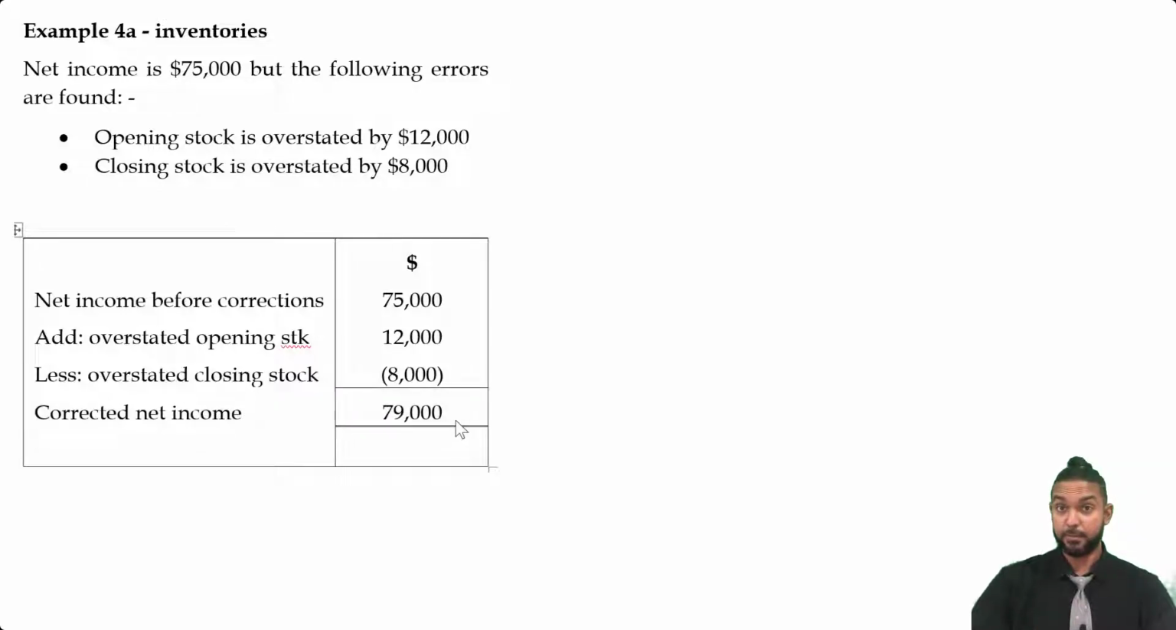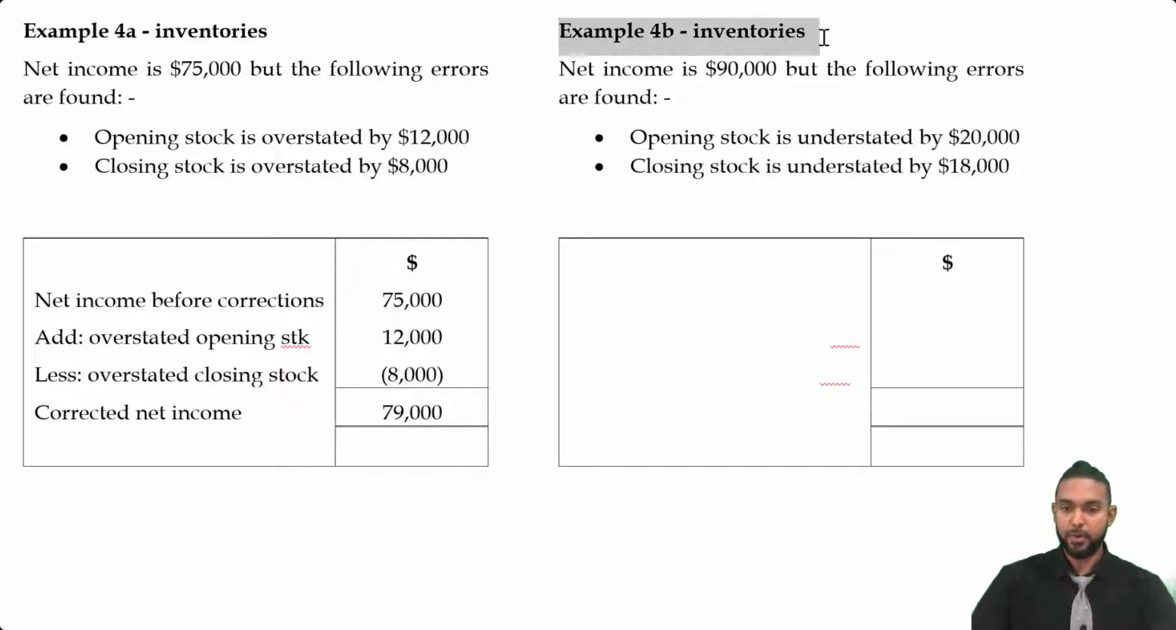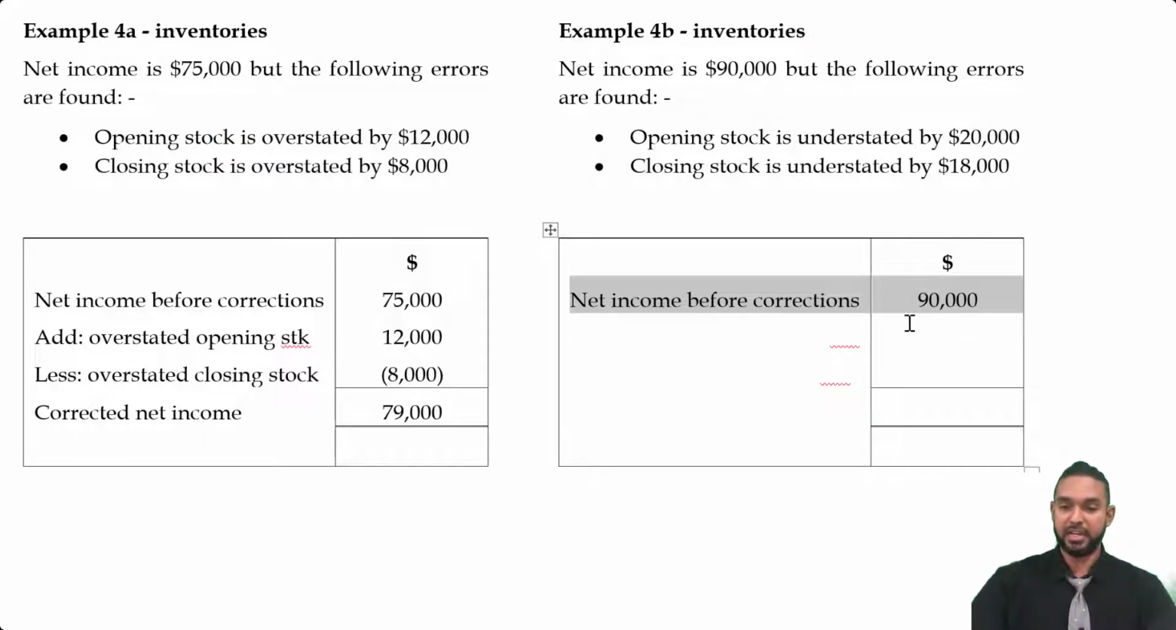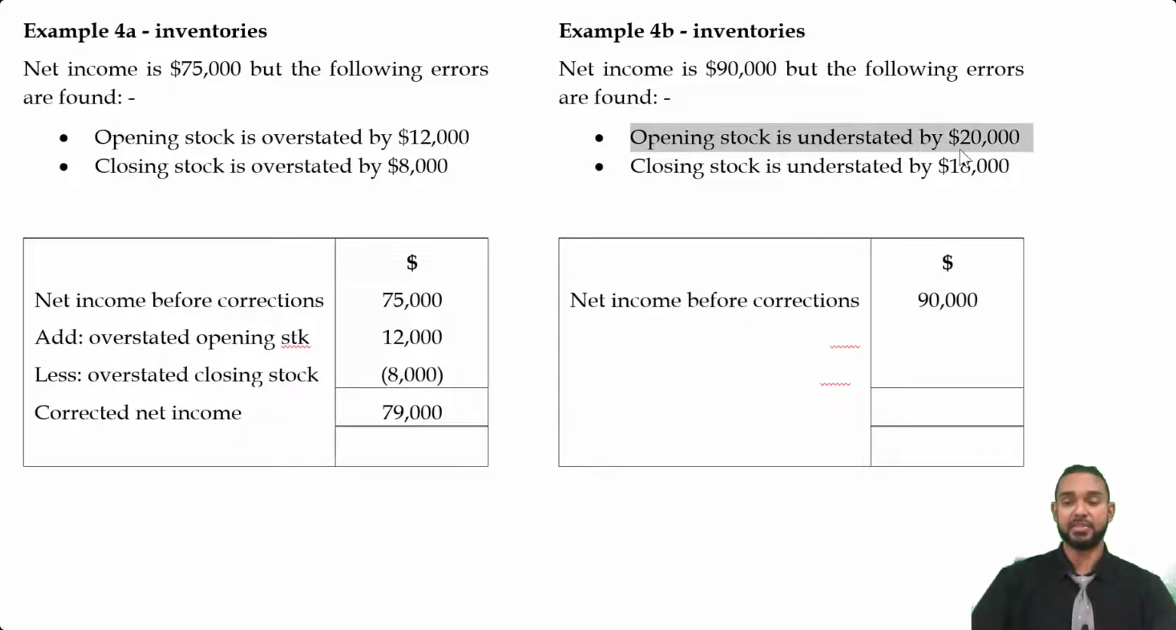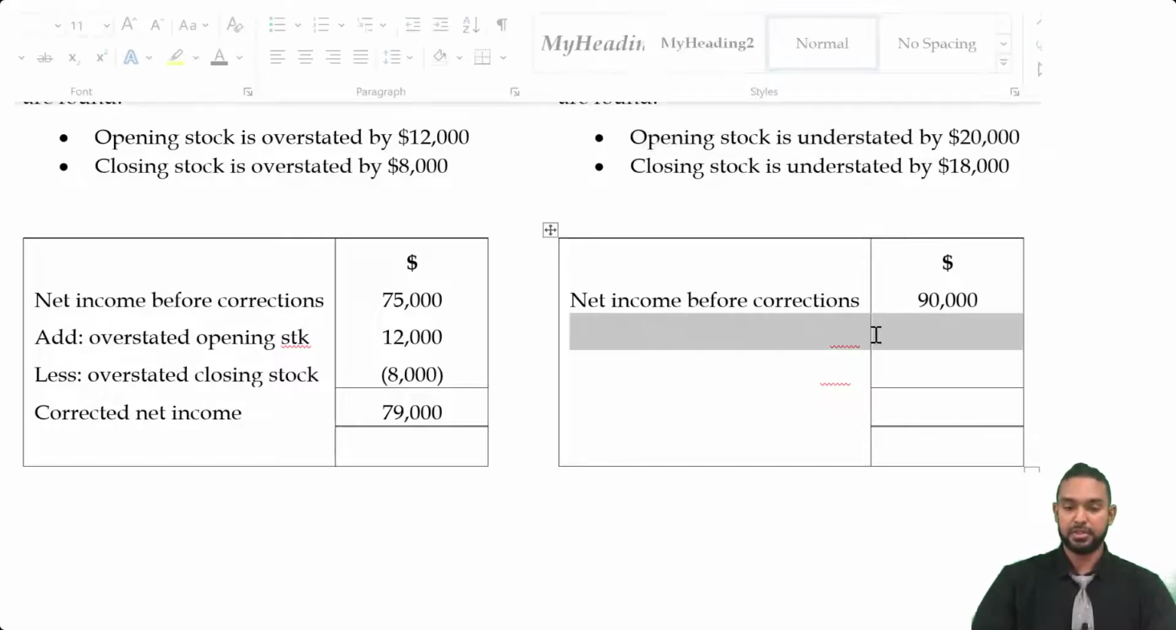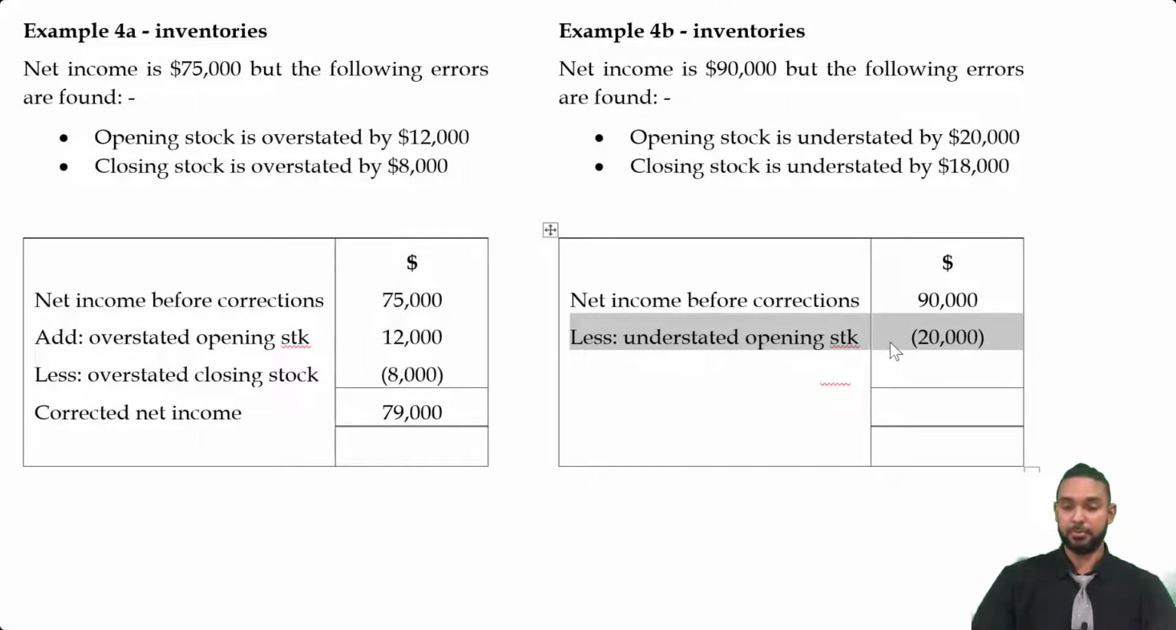Let's take a look at a second example. So example 4B for inventories, we have net income is 90,000, but the following errors are found. So we have opening stock understated by 20, closing stock understated by 18. Let's start with our net income before corrections of 90. Now opening stock behaves like an expense. If it's understated, it's too low. To fix that, we have to increase it. And when you increase an expense, profit goes down. So we are going to have to subtract the understated opening stock amount in the process of correcting net income.